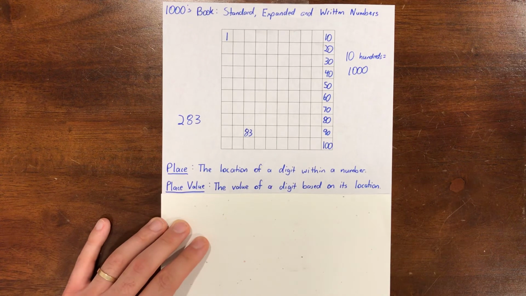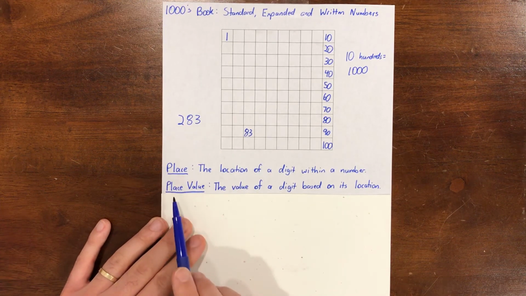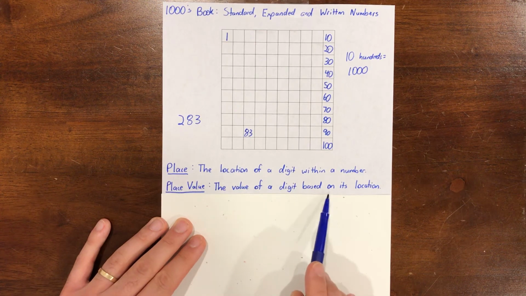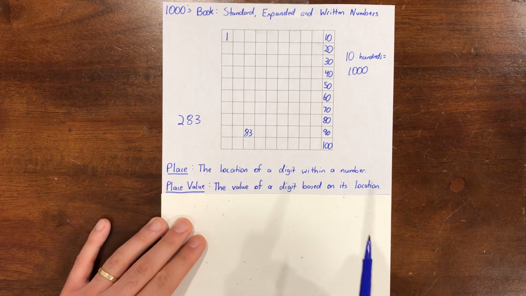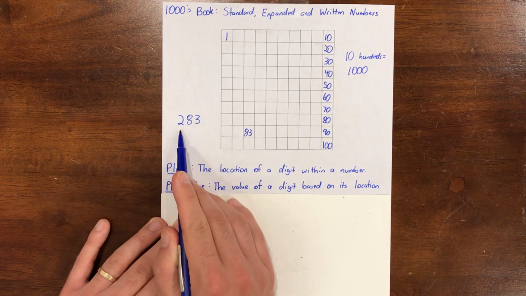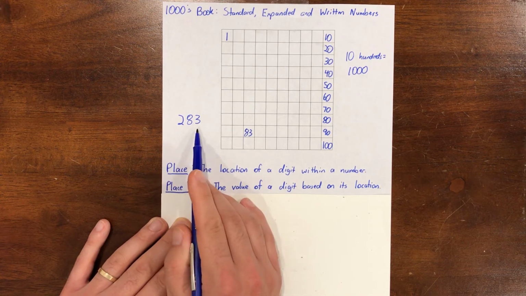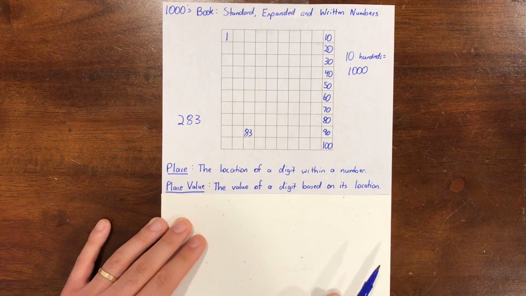Place value. Place value is the value of a digit based on its location. Read it with me. Go. Place value. The value of a digit based on its location. So the place value of this digit is 200 because it's in the hundreds place. The place value of this digit is 80 because it's in the tens place. 8 tens is 80. The place value of this digit is 3 because it's in the ones place.